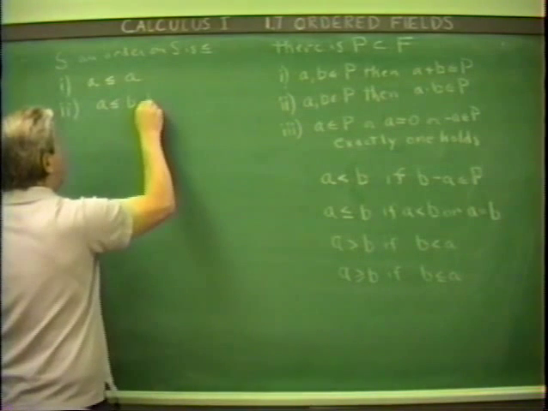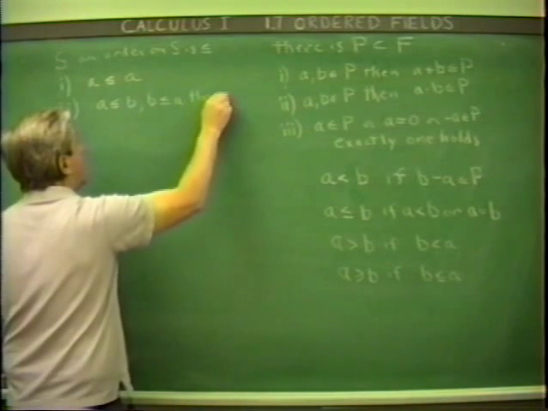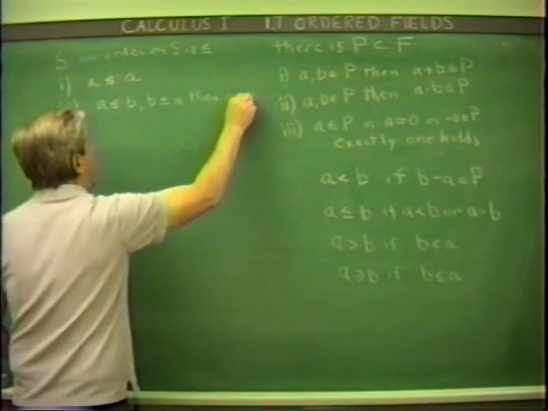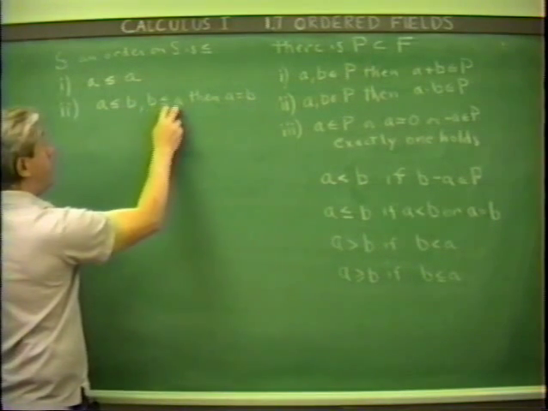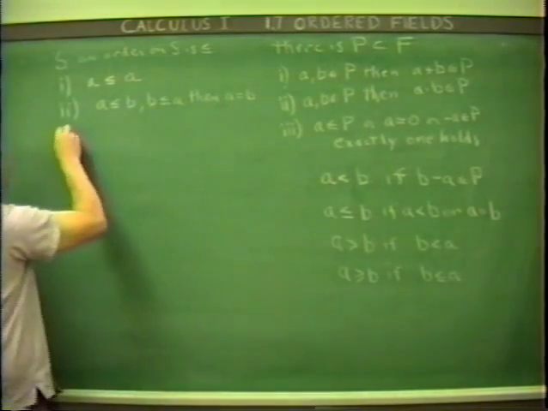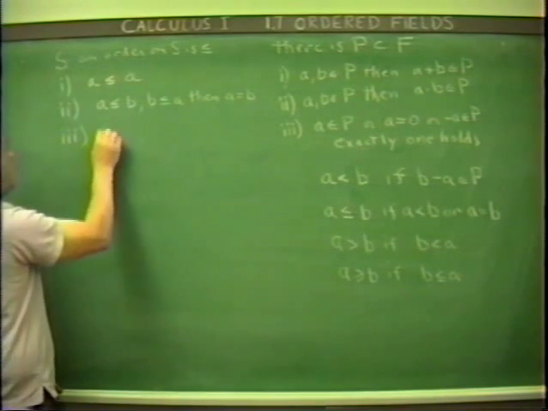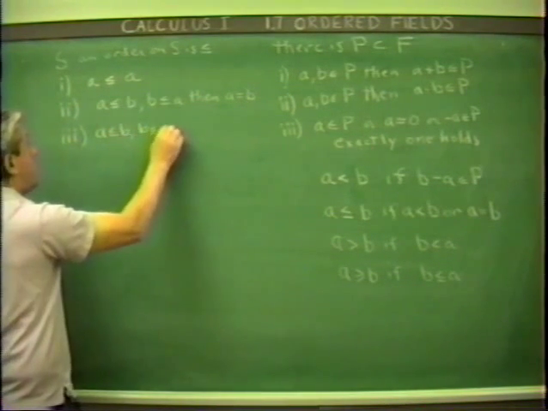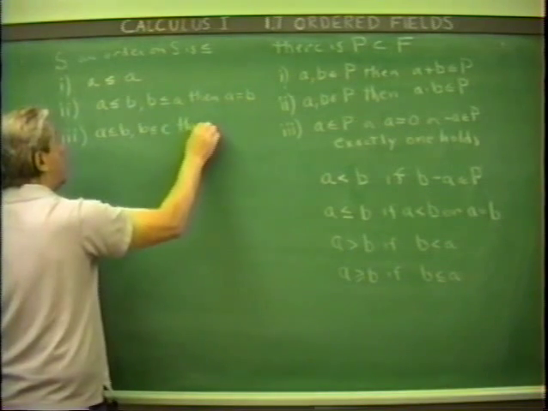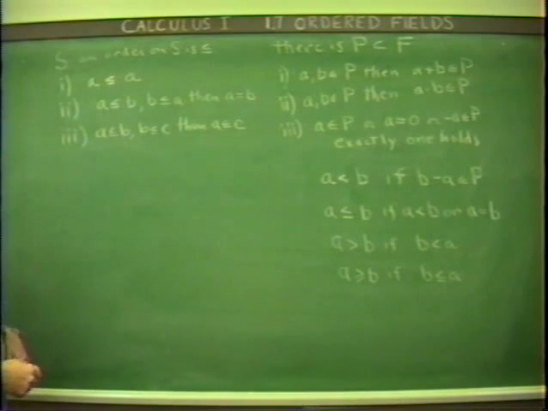Two, if A is less than or equal to B, and B is less than or equal to A, then A equals B. That's to say, if A is less than or equal to B and B less than or equal to A, then A and B are the same element. Thirdly, if A is less than or equals to B, and B is less than or equals to C, then A must be less than or equals to C.